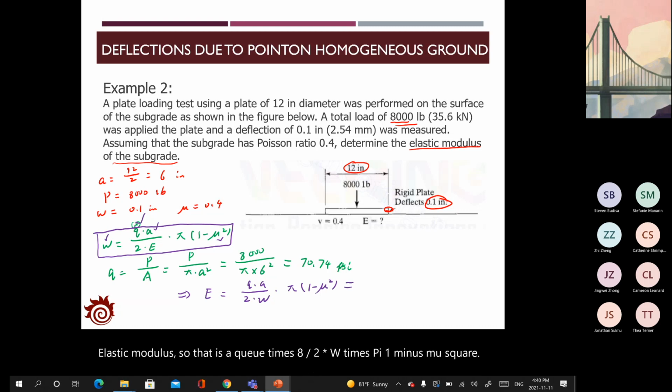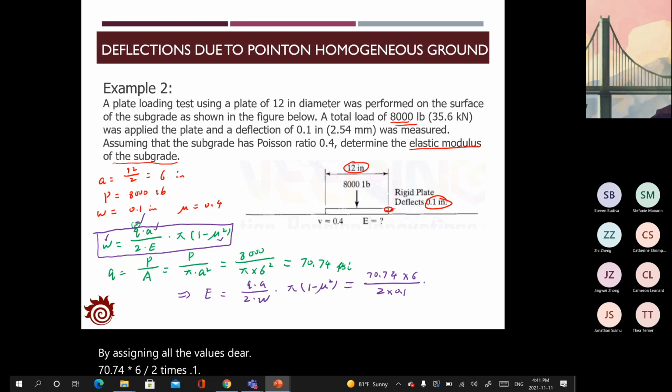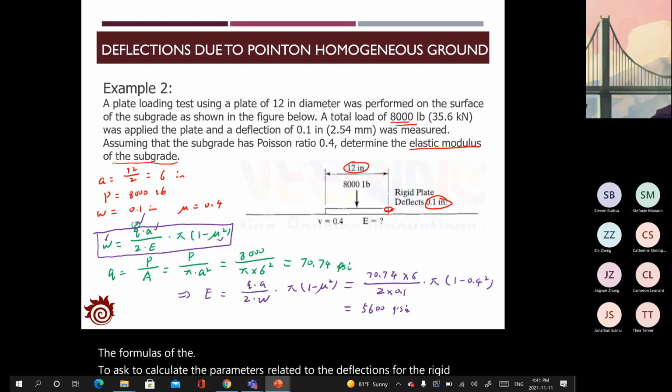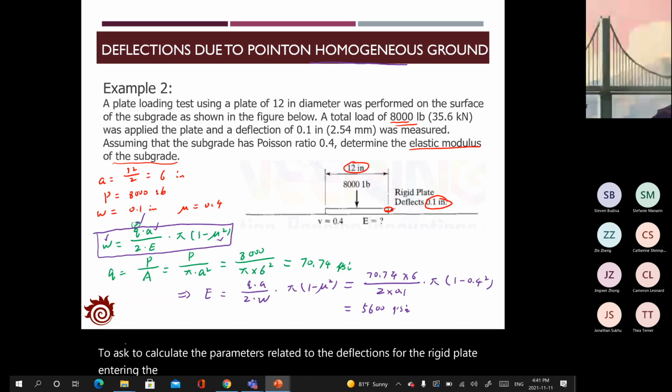By assigning all the values there, 70.74 times 6 divided by 2 times 0.1 times pi times 1 minus 0.4 square, which will give you the estimation of the elastic modulus of the subgrade as 5,600 psi. So this is a way for us to use the formulas to calculate the parameters related to the deflections for the rigid plate under the homogeneous ground.